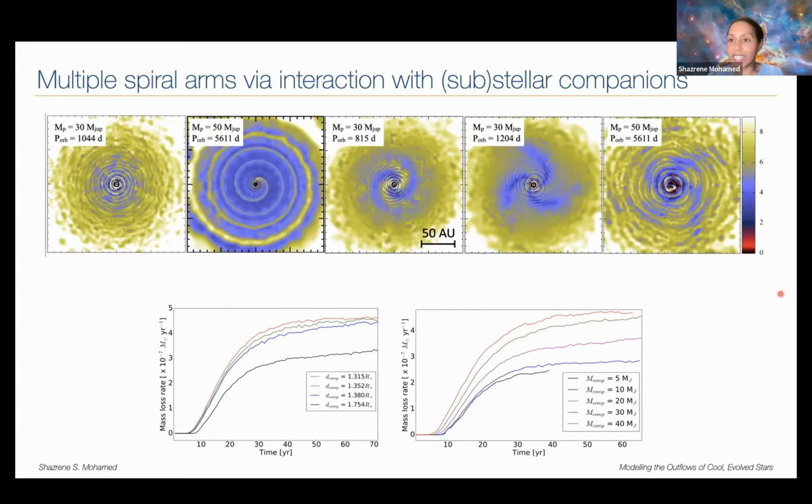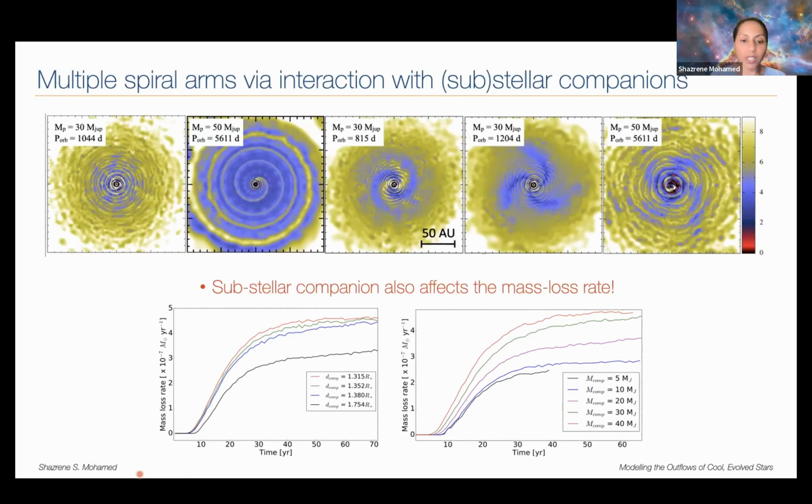It's very idealized. We already saw from the 3D models of the giant that you have the material not coming off nicely in spherical shells, but I think that enhancements might still be there. So it will be very interesting to see. Regardless, the presence of these substellar companions affects the mass loss rate quite a lot.